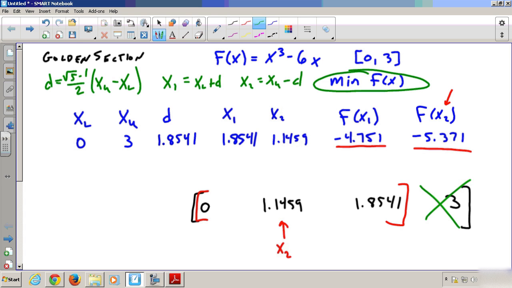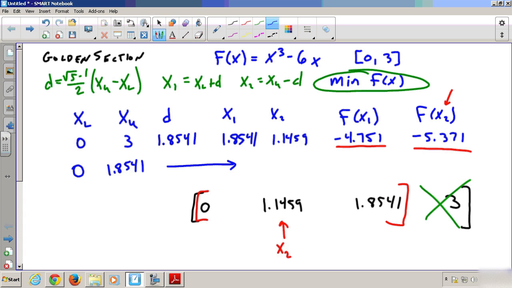I'm looking for a min. Because I'm looking for the minimum value, the x2 value, 1.1459, resulted in a lower function value. So therefore, it's the center of the new range. My new XL has not changed. It's still 0. My new XU is 1.8541. Once you establish those, the rest is plug and chug again. The hard part is that step I just told you about.